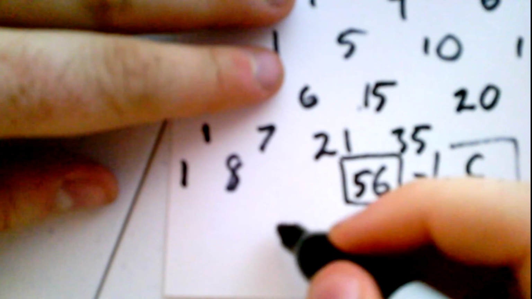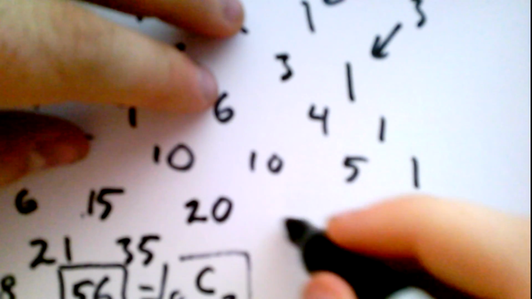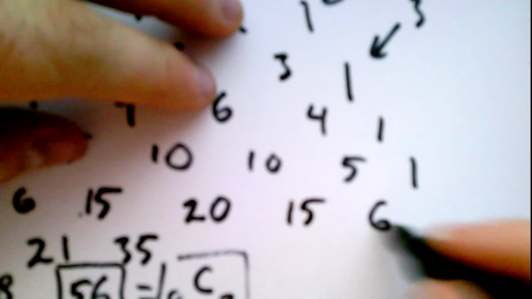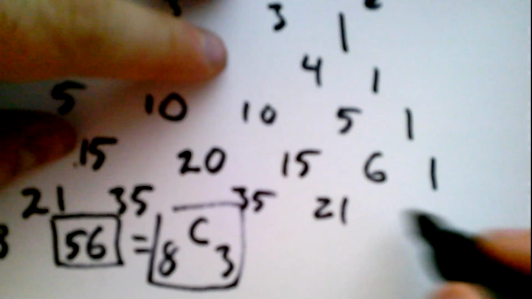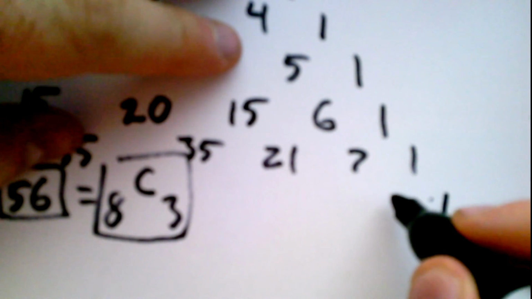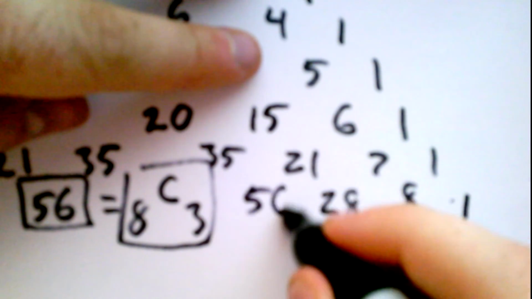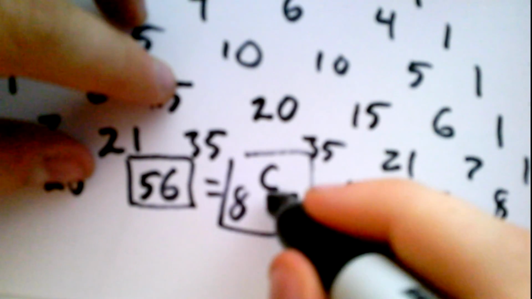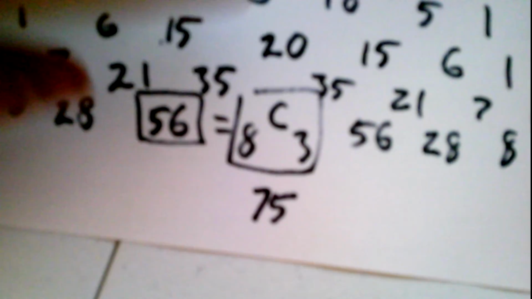And if you were feeling that you wanted to complete this, if you're a completionist, this might be 28. 7 plus 21 is 28. We have 15, 6, 1, 35, 21, 7, 1, and 1, 8, 28, 56, and this part here in the middle would have been 70 if I hadn't covered that up with a 8 choose 3.